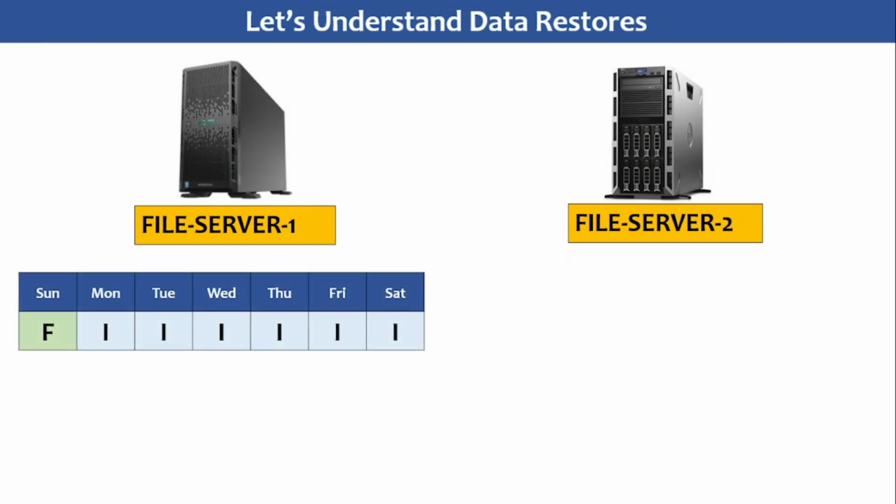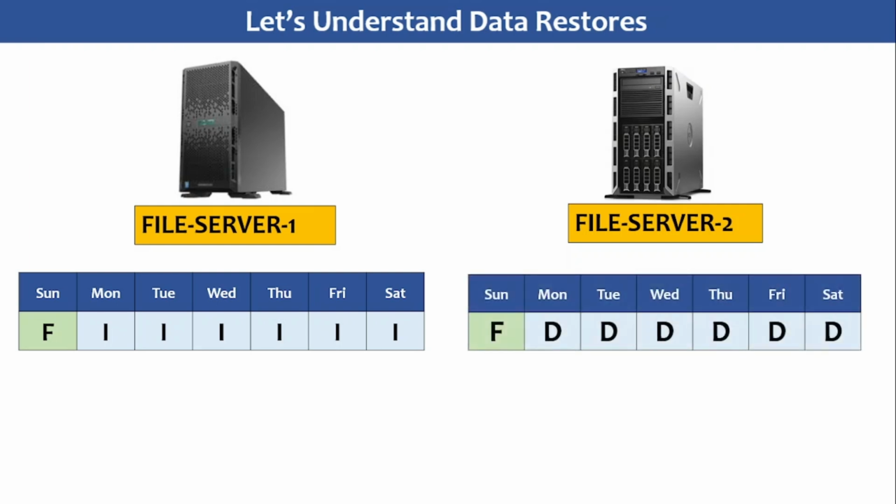Now we are backing up file server 1 in this manner, that is Sunday full, and Monday to Saturday we are taking an incremental backup of file server 1, and for file server 2 we are taking a Sunday full, and Monday to Saturday we are going for differential backup. Now this is a hypothetical example just to make you understand things. So file server 1 went down on Saturday and file server 2 as well went down on Saturday. So both the servers went down on Saturday.